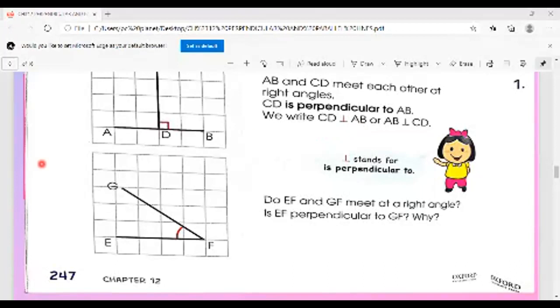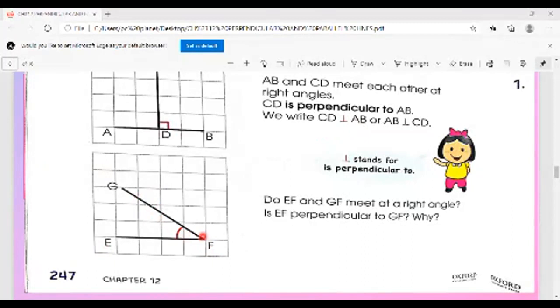Okay, now for the next picture on the square grid, you can see the baseline. One line's name is EF and the other line that starts from here is GF. See, it's G and it's meeting at point F. So is there any perpendicular line?